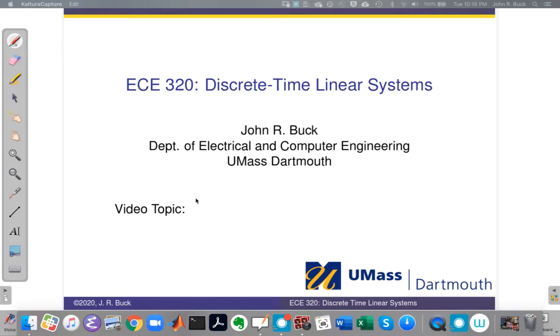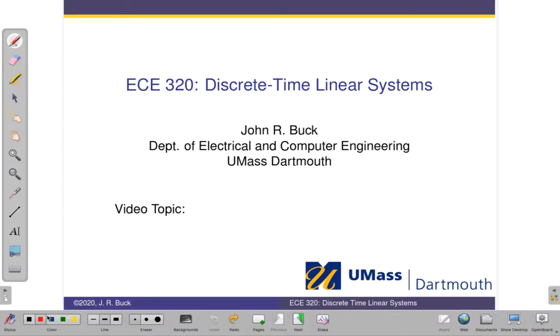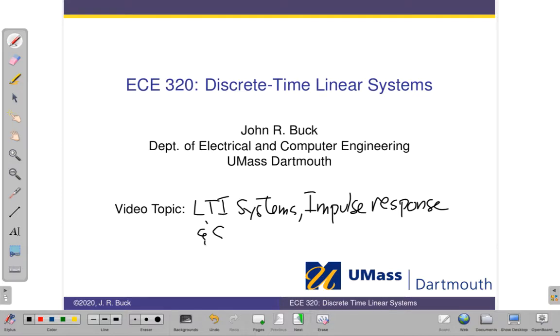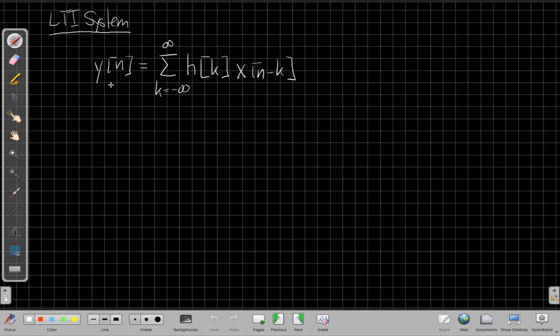For this example, I'm looking at LTI systems, impulse response, and stability. Basically, in a nutshell, how to look at an impulse response and decide if the system is stable or not. So again, if I already know the system's linear and time invariant, I need to prove that or I need to be told that. But if I already have that important piece of information, we know the output of the LTI system is based on the convolution sum.